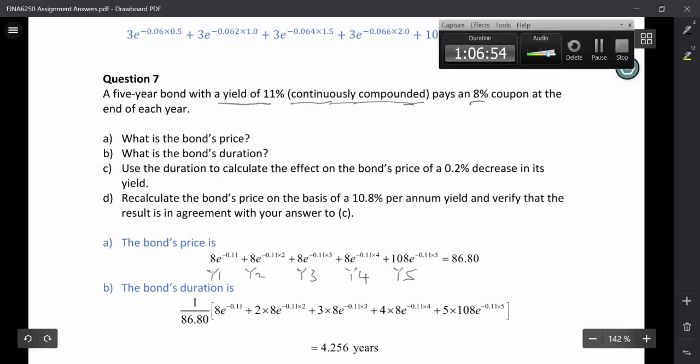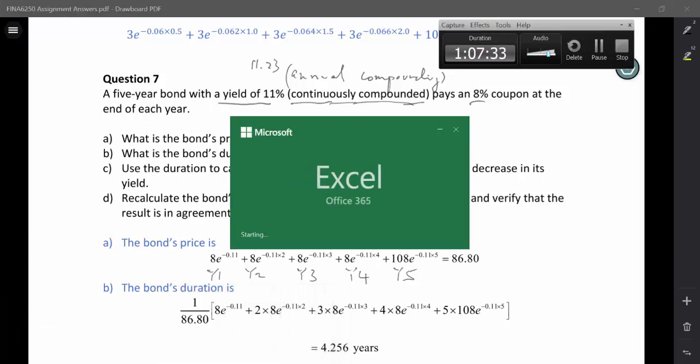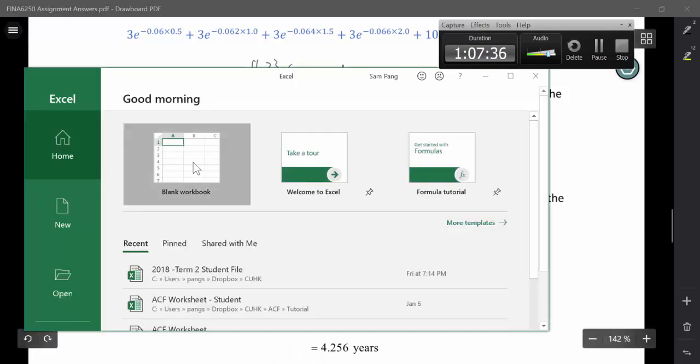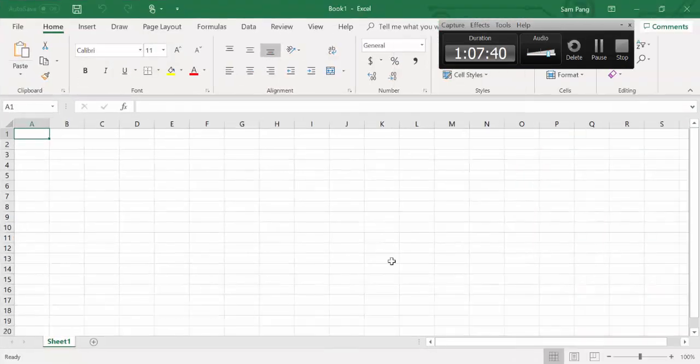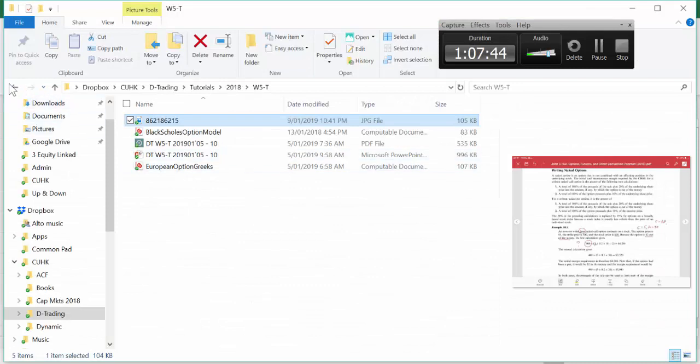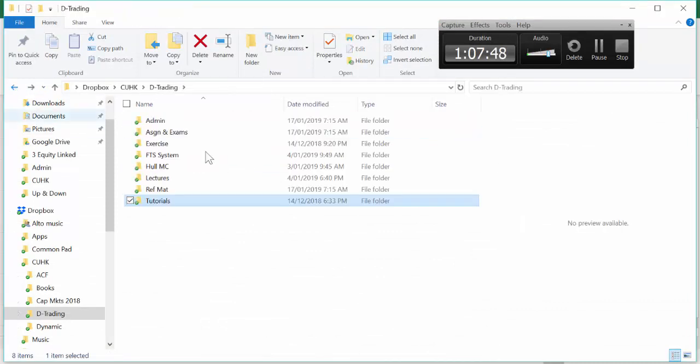Now, my first reaction is you don't have to do it this way. Suppose I give you another yield, not continuously compounded, but annual compounding. Now you have to convert a continuous compounding yield to an annual yield to start with, but that one is around 11.23. And if you don't believe me, let's check it out. Actually, I knocked out a little spreadsheet, which I will share with you.